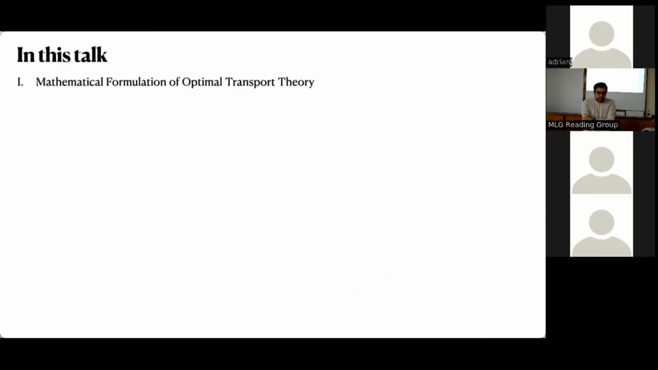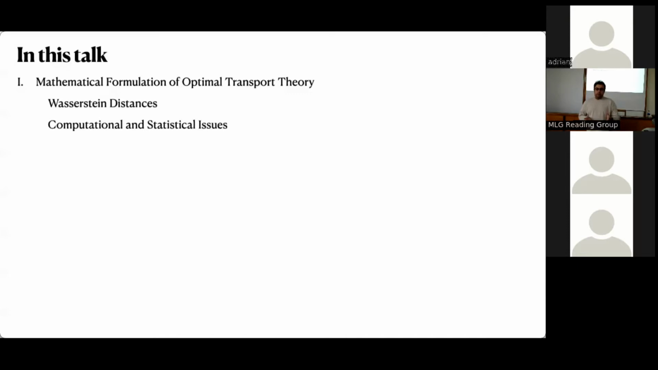So in this talk, what I'm going to focus on first is giving a brief mathematical formulation of optimal transport theory and leading up to motivating Wasserstein distances, which are the canonical metrics that people use when they think about optimal transport theory. And I'll show how Wasserstein distances are great, and they're really a nice way of comparing distributions.